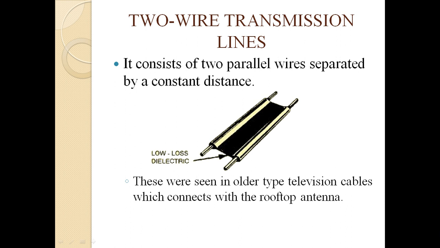First, we can check about the two-wire transmission line. This transmission line consists of two parallel wires separated by a constant distance. This gap may be filled with a dielectric. In this figure, you can see a sample of two-wire transmission line. Usually, these cables connect the rooftop antenna to the television.